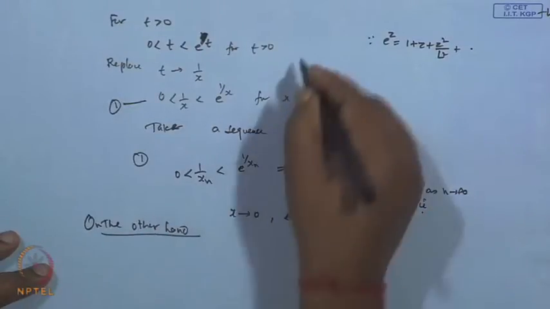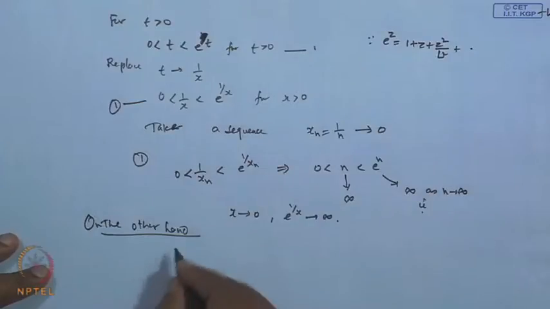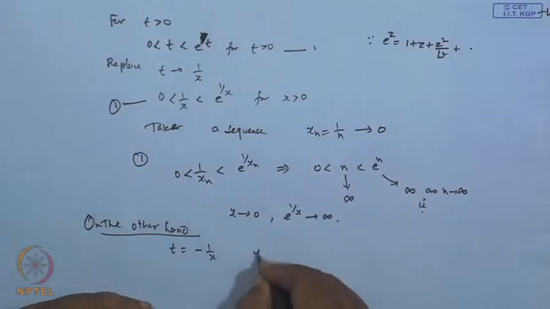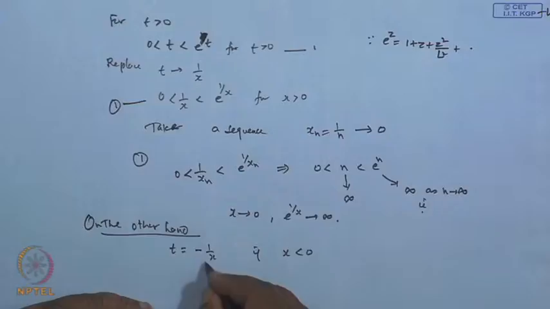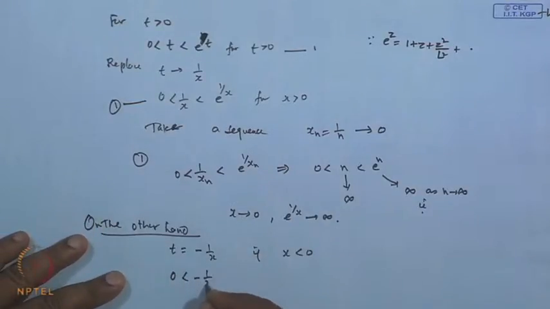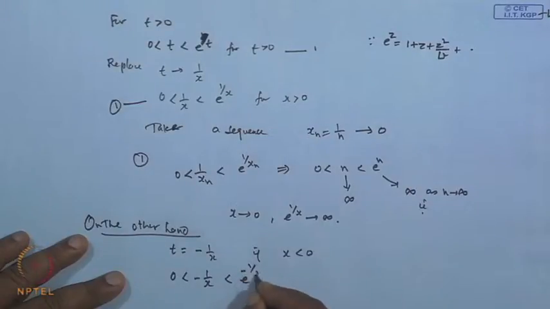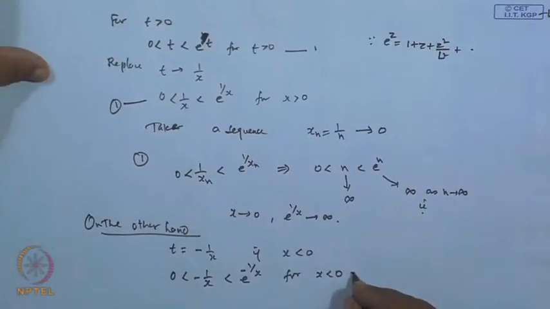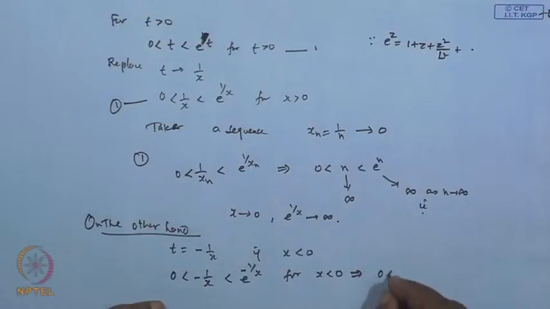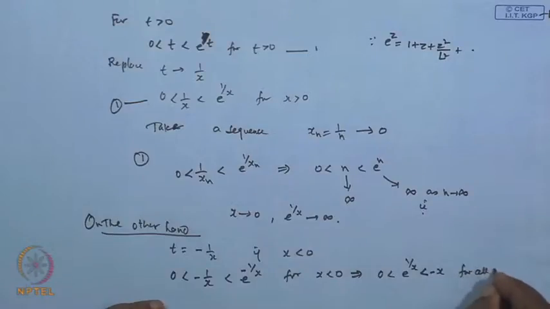if we replace t by, say, minus 1 by x, if x is negative, then minus 1 by x of course is positive. Then we get from here 0 less than minus 1 by x less than e to the power minus 1 by x, valid for x negative. But this implies, just by a manipulation, the result 0 less than e to the power 1 by x, which is less than minus x, for all x negative.